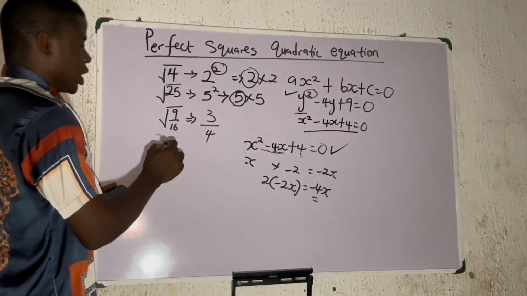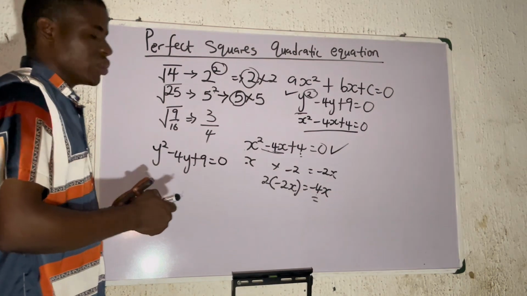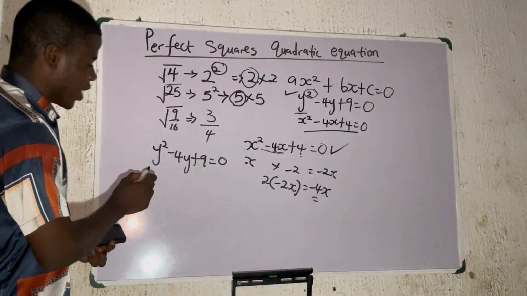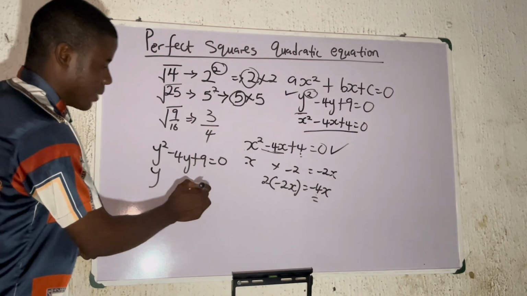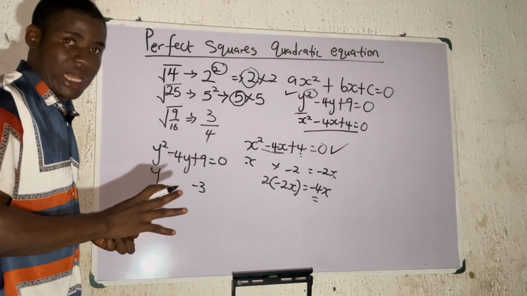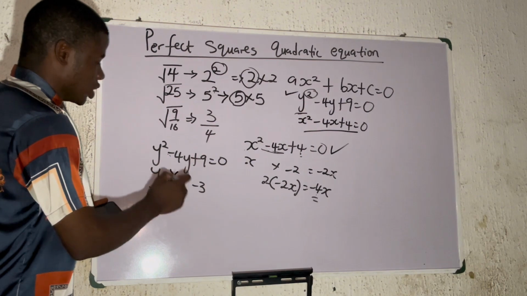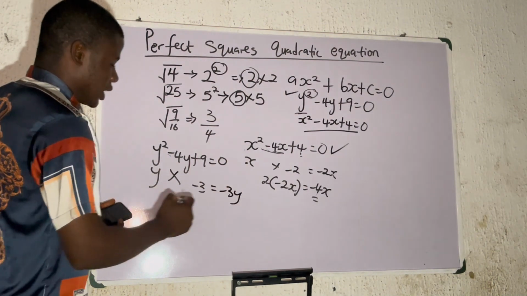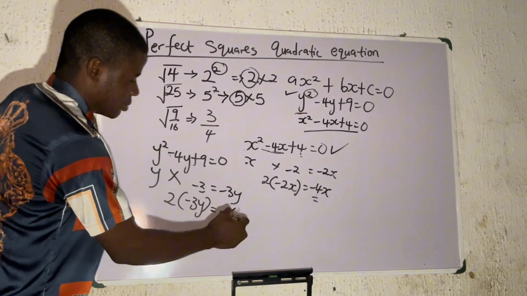Now, let's check this first quadratic equation that I wrote. I have y squared minus 4y plus 9 equal to 0. Is it a perfect square? The first condition says that the first and last terms must be perfect squares. Square root of y squared is y. Square root of 9 is plus or minus 3, but we'll take minus 3 because of the sign here. The first condition has been obeyed. Now the second condition: when you multiply the square roots of the first and last terms, y times minus 3 is minus 3y. Then 2 times minus 3y is minus 6y, and it should give the middle term.